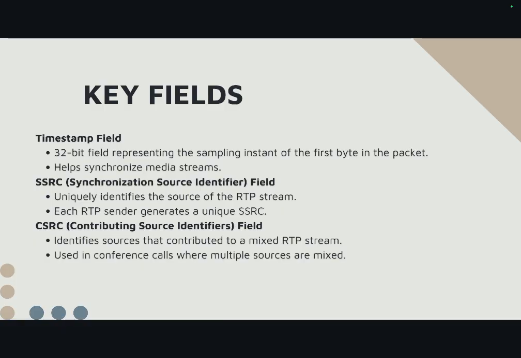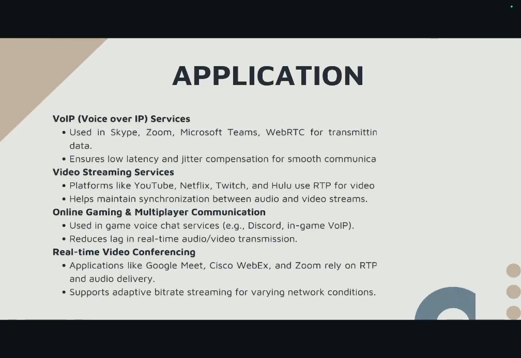So next one is the SSRC. The SSRC identifies the source of the RTP stream. Next is the CSRC, which identifies the contributing sources in the mixed stream, as shown in the CSRC count from the transmitter, which tells about the contributing sources in the stream.